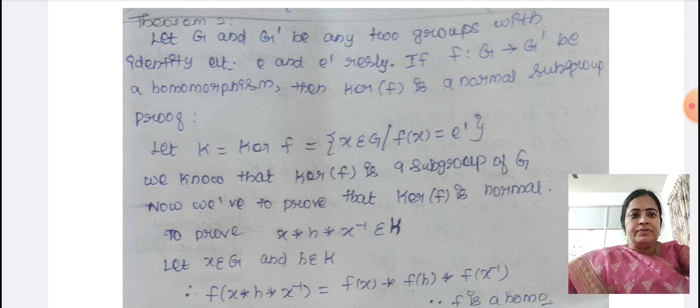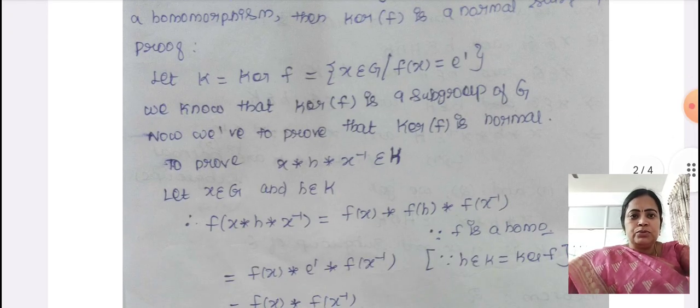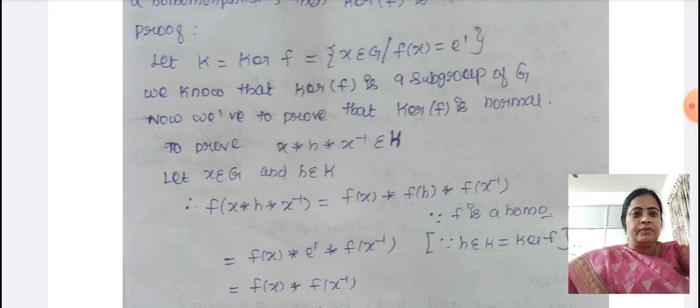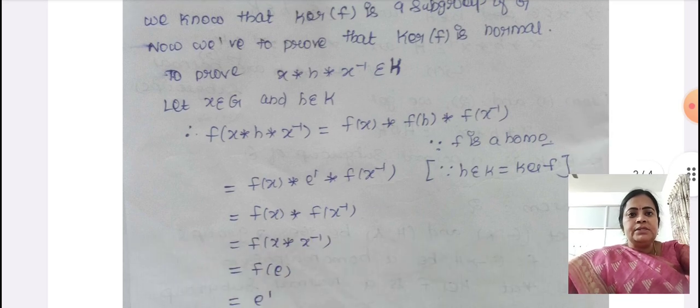So we know that the kernel of f is a subgroup of G. You have to prove that the kernel of f is normal. How to prove this? We need x star h star x inverse belongs to K. That is, take an element x belongs to G and h belongs to K. Consider the mapping f of x star h star x inverse, which is equal to f of x star f of h star f of x inverse, because f is a homomorphism, so we can write f of a star b equal to f of a star f of b. Since f of h is e dash, this is f of x star e dash star f of x inverse. Using the identity property, f of x star e dash is f of x, so we get f of x star f of x inverse.